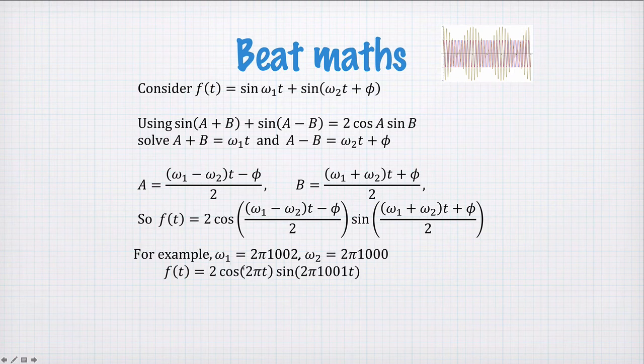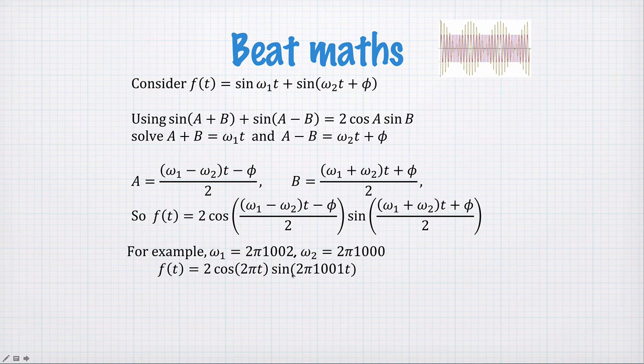So for example, if we have omega-1 is 1002 Hz, and omega-2 is 1000 Hz, then the function of time would be cos 2 pi t, so this is a frequency of 1 Hz, and sine 2 pi 1001 times t, so it's a frequency of 1001 Hz. So this is a fast frequency and a slow frequency. Now these two frequencies have names.